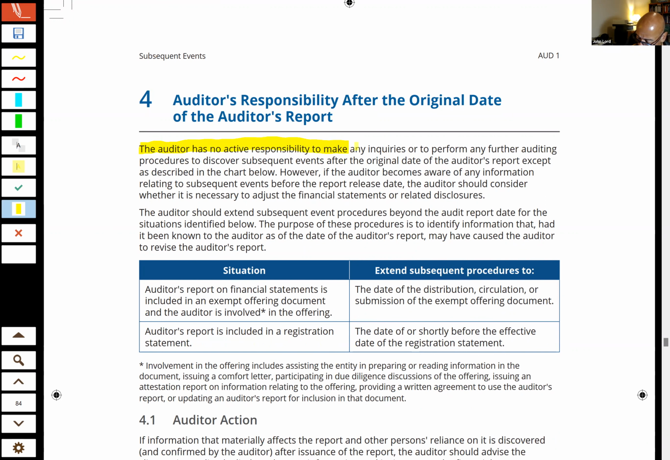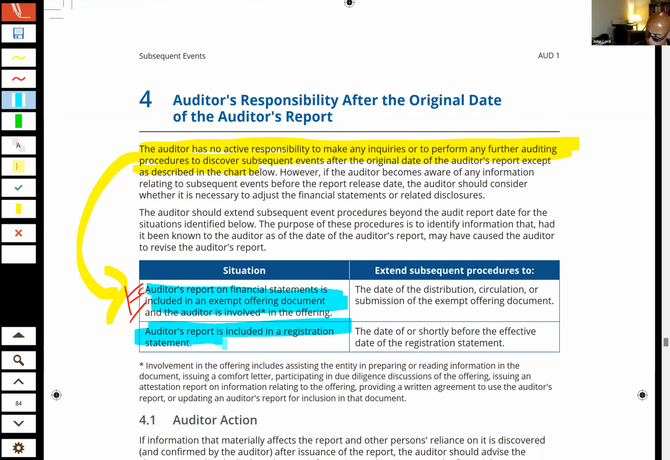And the auditor has no active responsibility to perform further procedures subsequent to the event, as described in the chart below. Let's just look at that real quick, and go ahead and flashcard these. I don't think the examiners will ask you about this, but it has to do with a company getting ready to go public and whatnot.